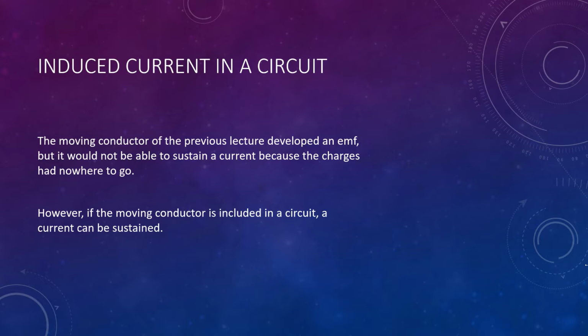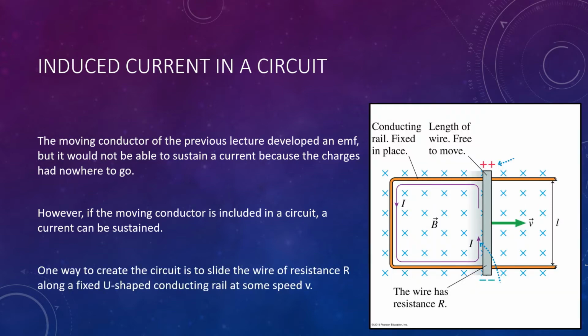However, if you were to take that same rectangular conductor we talked about in the past and include it in a circuit, well then current can be sustained. Now, when I say include it in a circuit, what I mean is something like this. If you take that conductor, or the wire, which is this gray rectangle here, and you add it into a U-shaped rail, which you see in yellow in the background, you have a complete circuit now. So as this conductor moves through the magnetic field, we can get some current to flow in a path now.